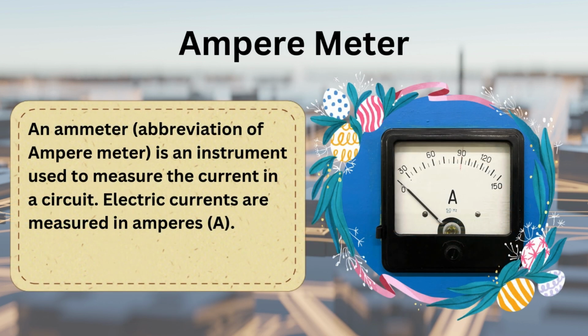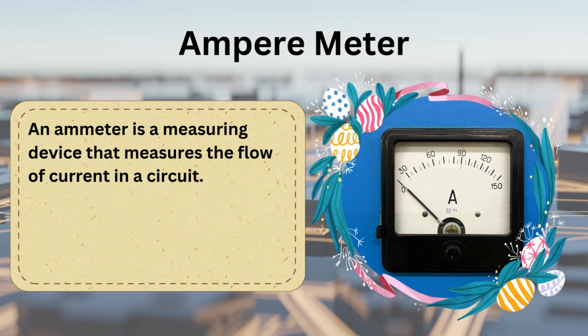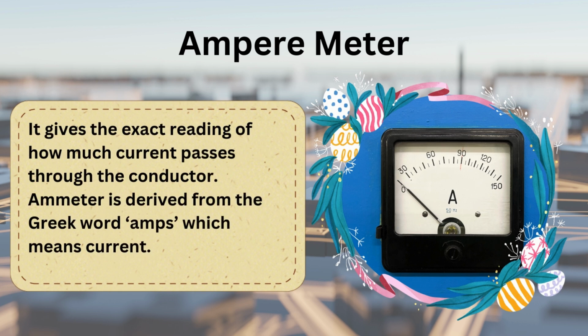For the ampere meter: an ammeter, abbreviation of ampere meter, is an instrument used to measure the current in a circuit. Electric currents are measured in amperes. An ammeter is a measuring device that measures the flow of current in a circuit. It gives the exact reading of how much current passes through the conductor.